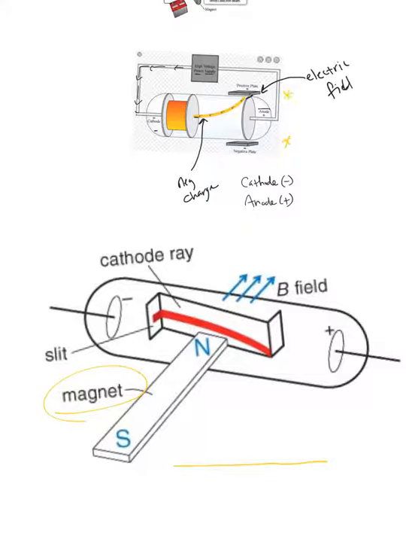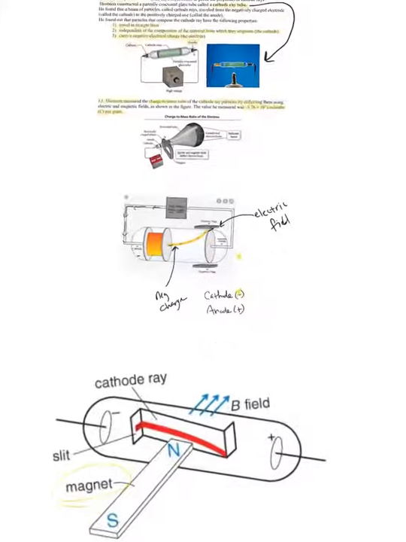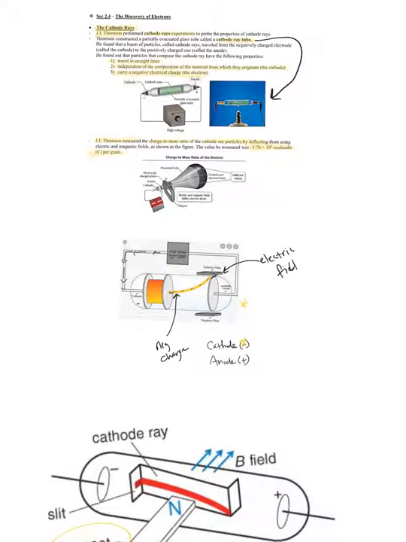Okay, so you need to be able to explain this to the class tomorrow. Make sure you can discuss J.J. Thomson's experiment, the cathode ray tube, and you can go over what his conclusions were.